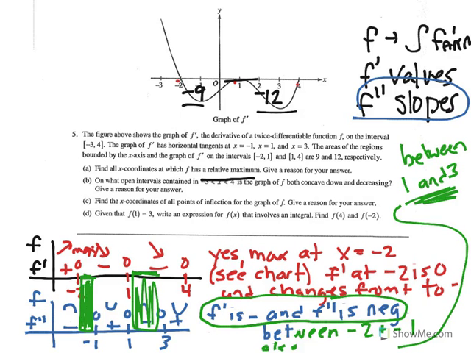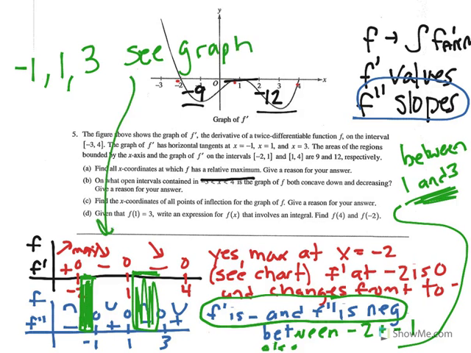Find all the x-coordinates of points of inflection and give a reason. Well, I have it on the graph right here. I've got -1, 1, 3. As a simplest explanation, I could just say see graph and point to the number line graph. But that's not always enough for me. I always need a little bit more. So I would then add in f double prime equals 0 and changes sign. I can write that for changing concavity because changing concavity is just a change in sign.